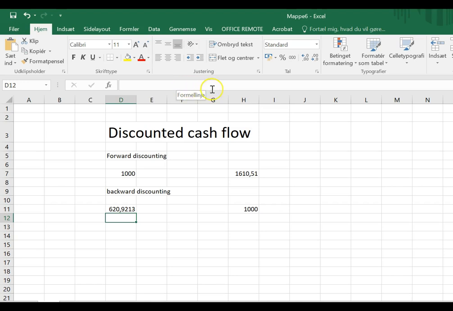And of course, I can control it again and say, well, if I deposit 620 today, what will I get in 5 years' time? So I can just take this amount and put it up here and see what I will get over here in 5 years' time. And I hope it will be 1,000. Let's see what happens. Bingo!